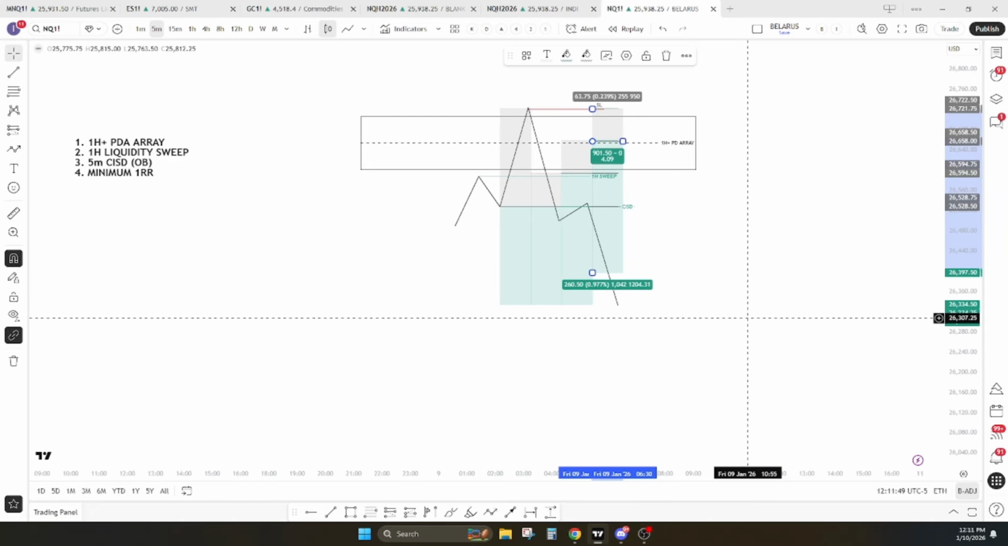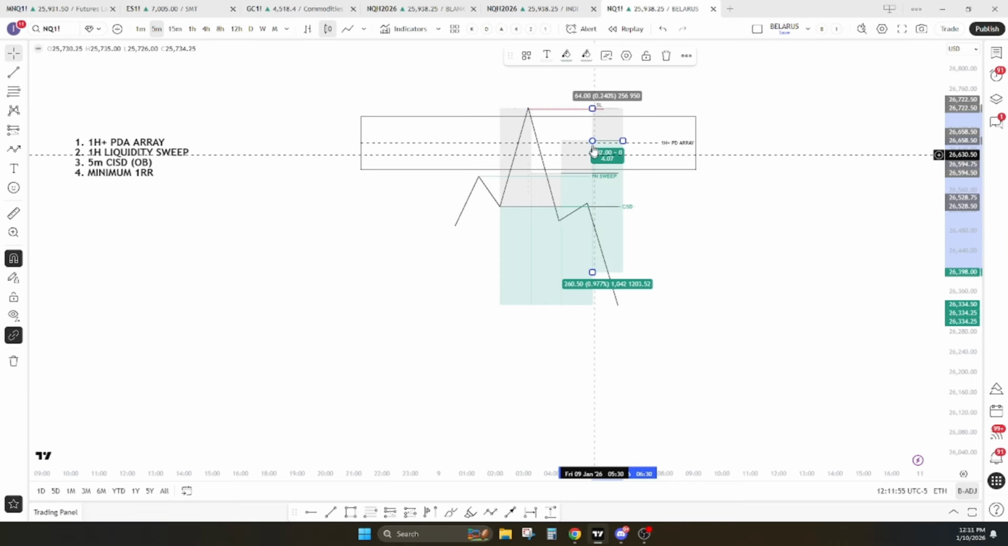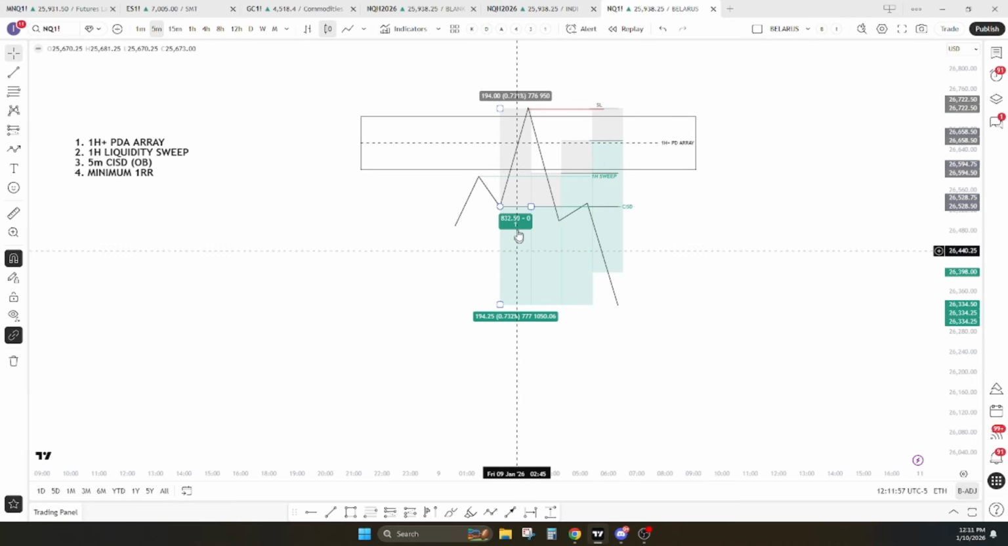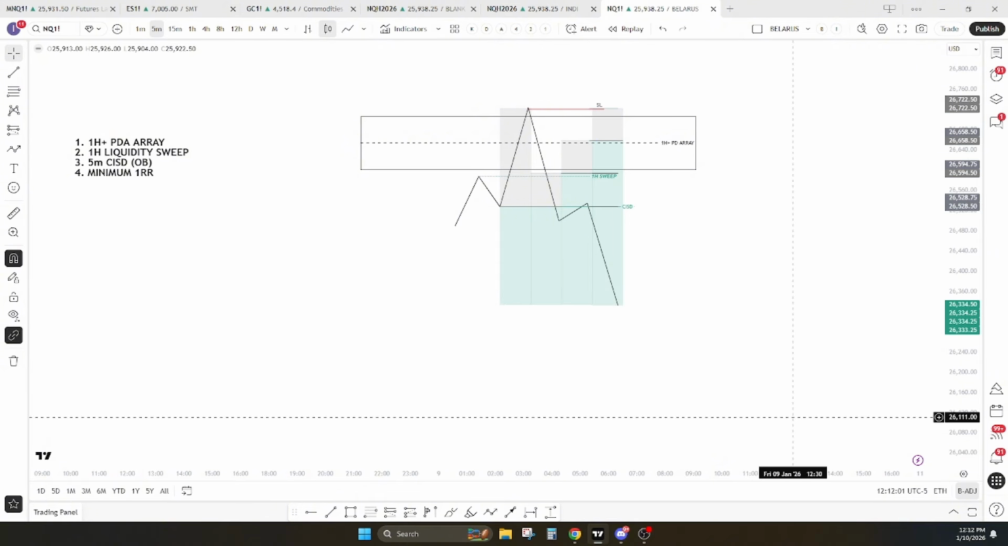So if the second entry gets stopped out, we will have this third entry as the final, and then its stop loss will be the complete invalidation of the idea. Does this make sense to everyone so far?